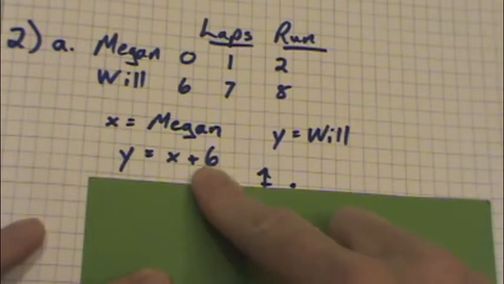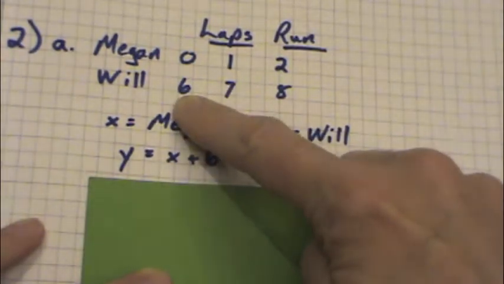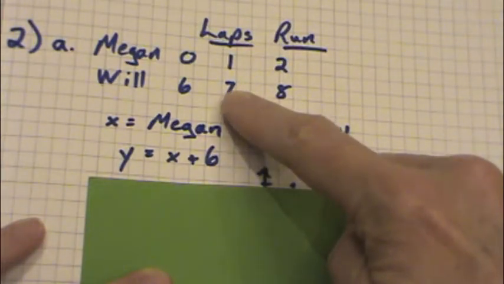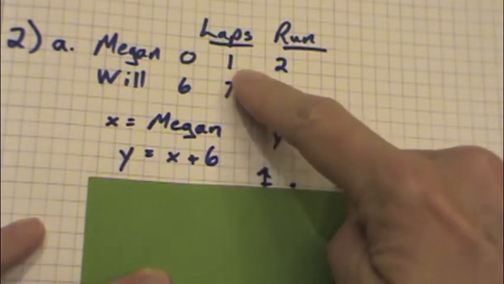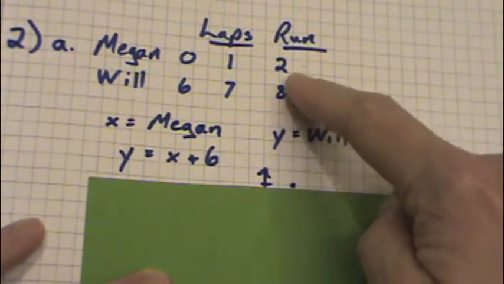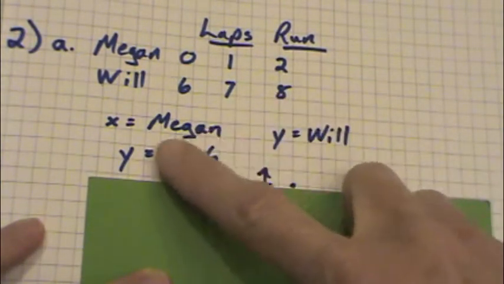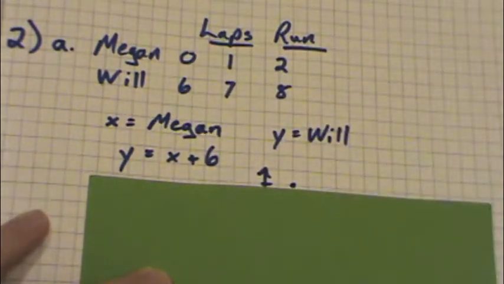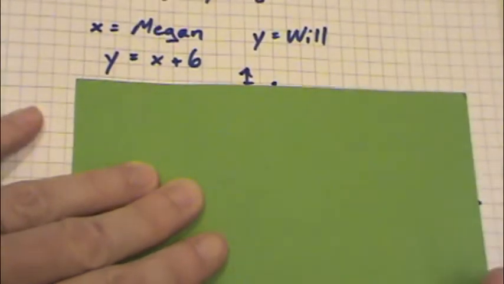How do I know that? 6 is equal to 0 plus 6. 7 is equal to 1 plus 6. 8 is equal to 2 plus 6. This equation fits the pattern that we figured out. And then the graph.